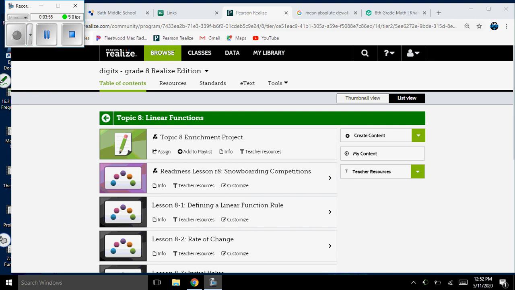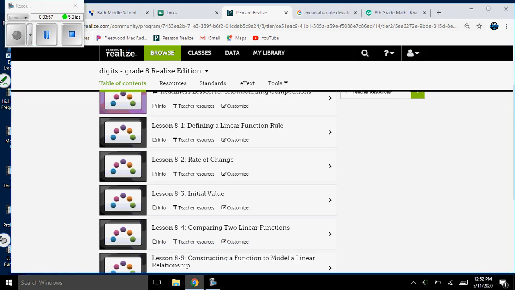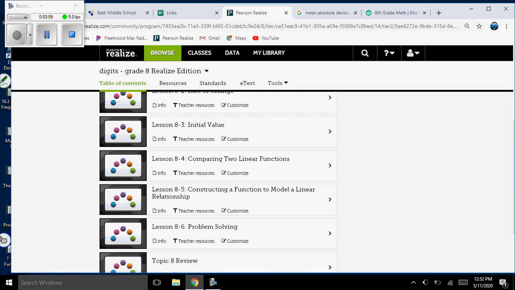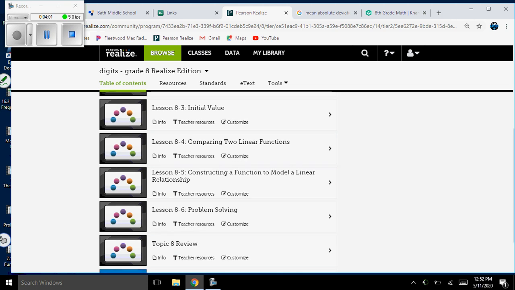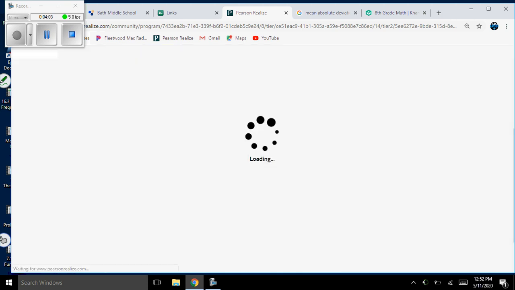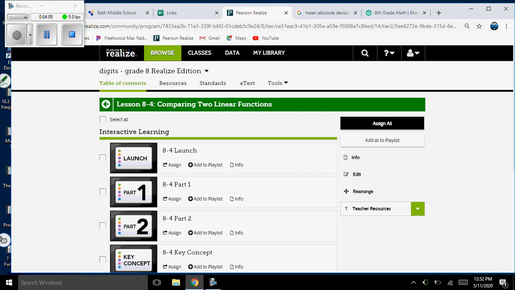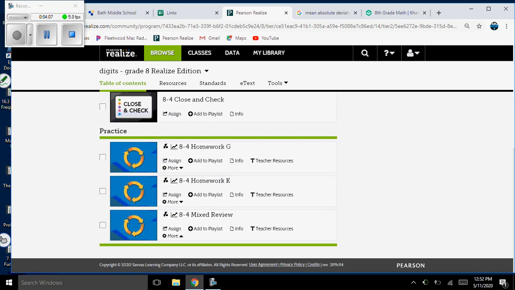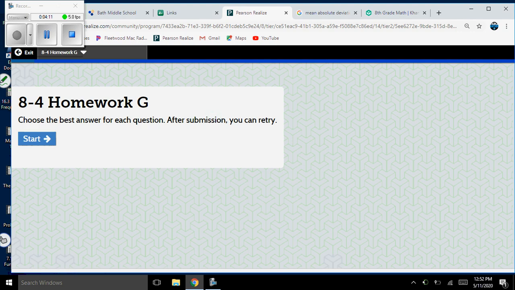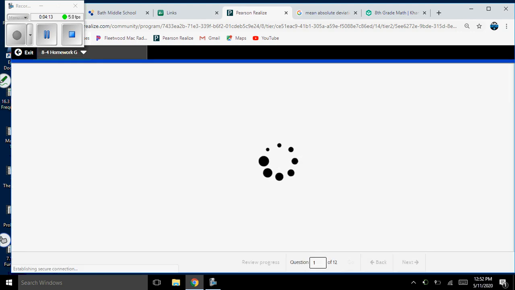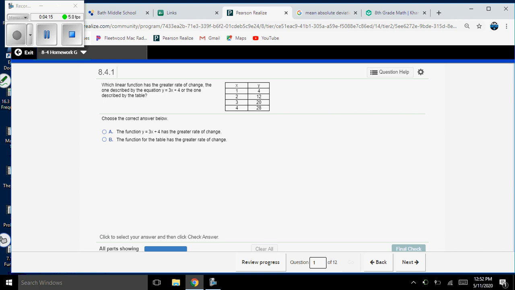All right, we're back here with topic 8, linear functions, and we're taking a peek today at 8.4, comparing two linear functions. So once again, we're going to go straight to the homework in order to pull some of these example problems for you. And you're going to see us investigate it in equation form, in table form, and in graph form.